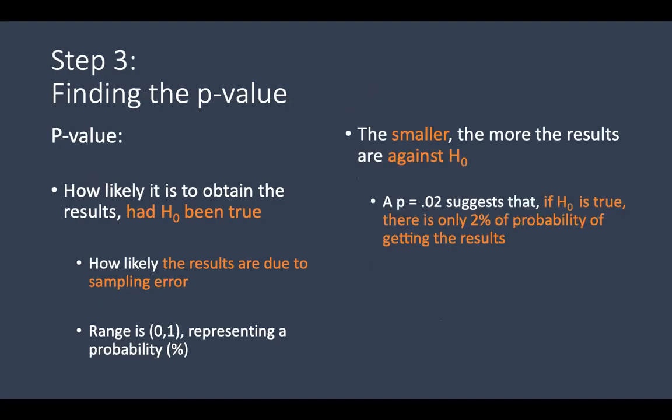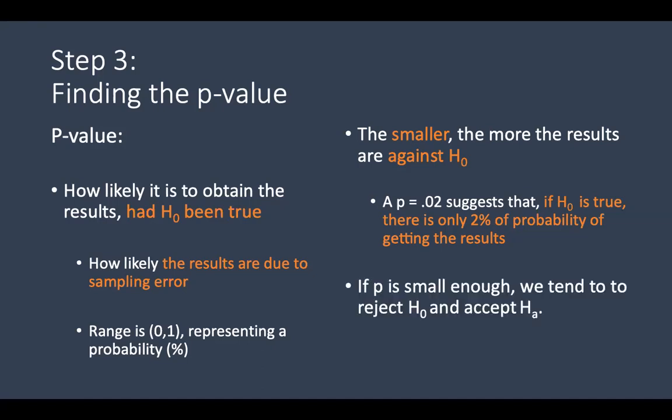And the smaller the p-value, the more the results go against the null hypothesis. We set up a criterion, usually p equals 0.05, as the threshold, and if p is smaller than that threshold, then we choose to reject the null hypothesis. Okay?